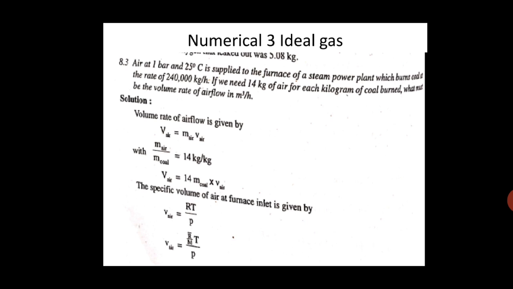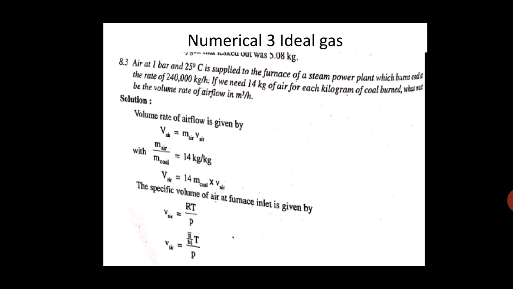Now what is given for every kg of coal? 14 kg of air is required. So mass of air divided by mass of coal is equal to 14, right? That is given. That is, mass of air is equal to 14 into mass of coal. Therefore, using these two relationships, volume of air is equal to 14 into mass of coal into specific volume of air. So this relationship we will use in solving this problem.